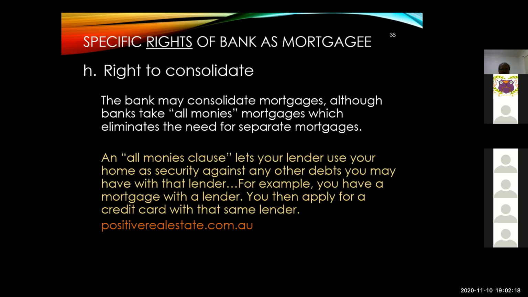So an all monies clause lets the lender use the home as security against any other debts that a person may have with that lender. So, for example, the lender may establish a mortgage loan account for you, and then subsequently you may apply for a credit card, and because of the all monies clause, that document would also cover the credit card. Okay.